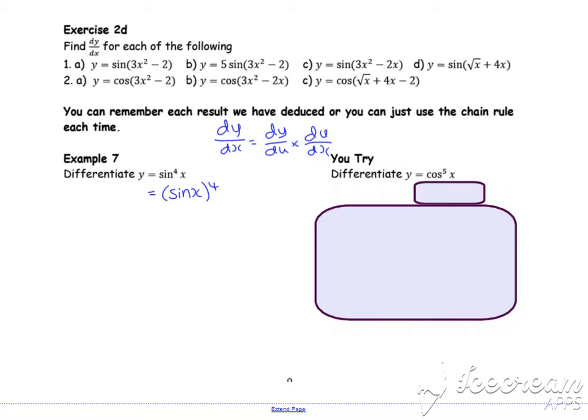And hopefully like this you can see that the sine x is the function inside, so that's going to be the u. And that means we've got y is equal to u to the power 4. And you might be able to go, yeah, I think I can do that. See if you can. Pause it, have a go, see if your answer matches mine. If not, that's fine, just keep watching.